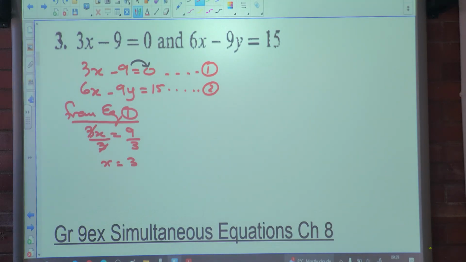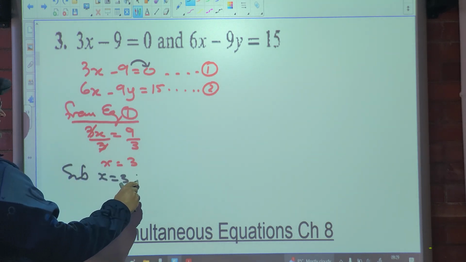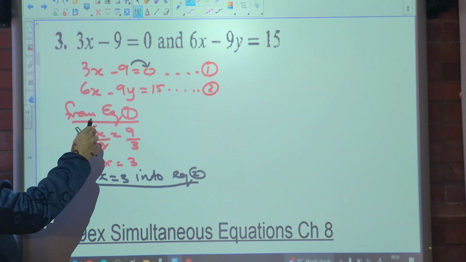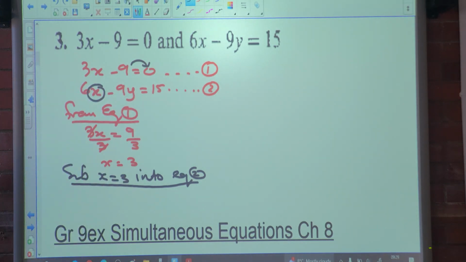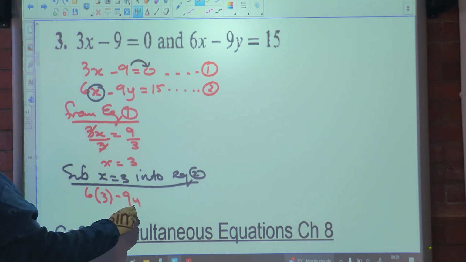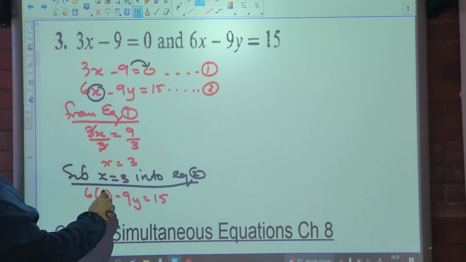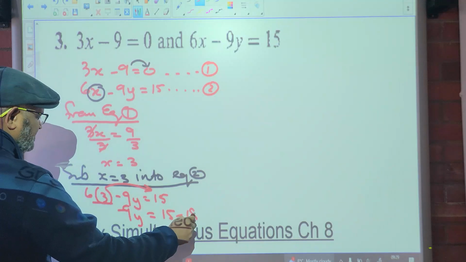So what do we do with that now? We'll substitute x is equal to 3 into equation 2. So wherever we see an x in equation 2, we'll replace it with a 3. What do we get now? 6 times 3 minus 9y is equal to 15. 6 times 3 is 18. So it becomes negative 9y is equal to 15 minus 18.